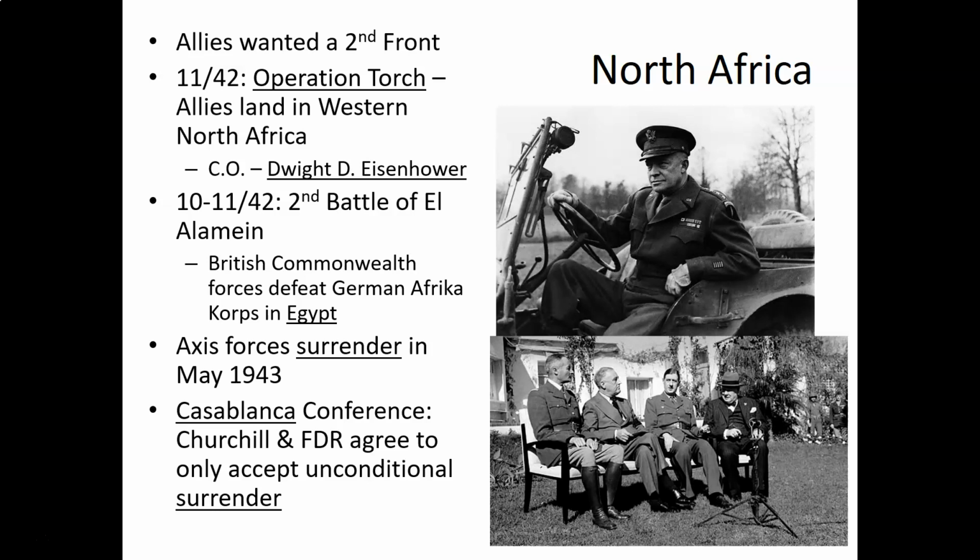And when you combine this operation with the British victory in the western part of North Africa, in Egypt, at the Battle of El Alamein, where the British Commonwealth forces defeat Rommel's Afrika Corps, you see a campaign where the Allies, which are having some trouble, now gain the upper hand in North Africa, and they force the Axis forces out of North Africa by May of 1943.